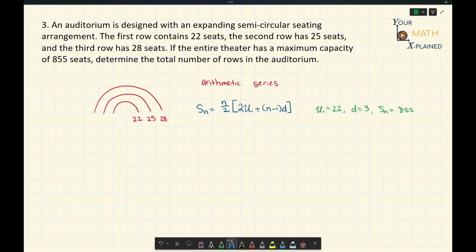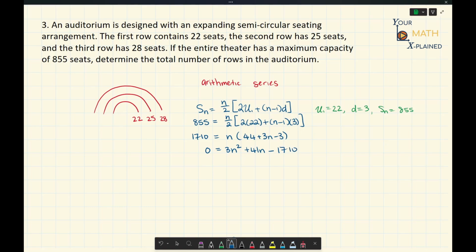So substituting in those values, we get 855 is equal to n over 2 times 2 times 22 plus n minus 1 times 3. Multiplying both sides by 2 is going to give us 1710 is equal to n times 44 plus 3n minus 3. Now, if we expand out the right side and move everything over to one side, we get 0 is equal to 3n squared plus 41n minus 1710.